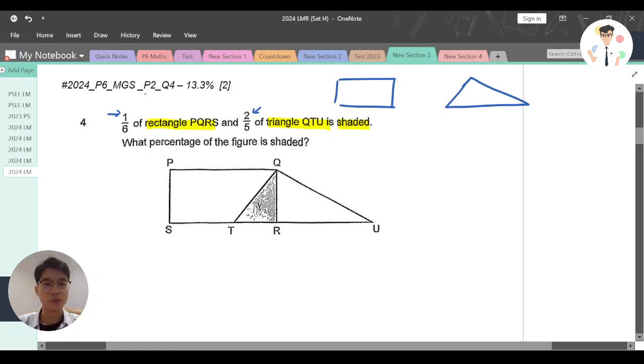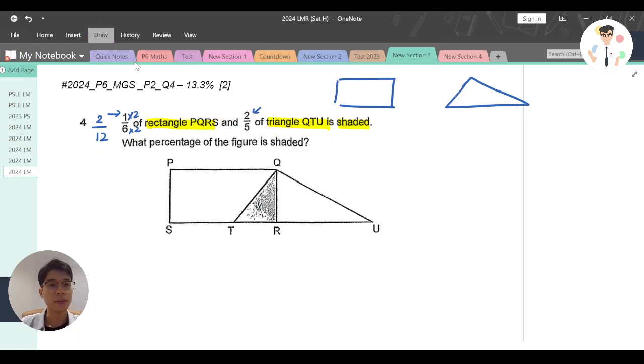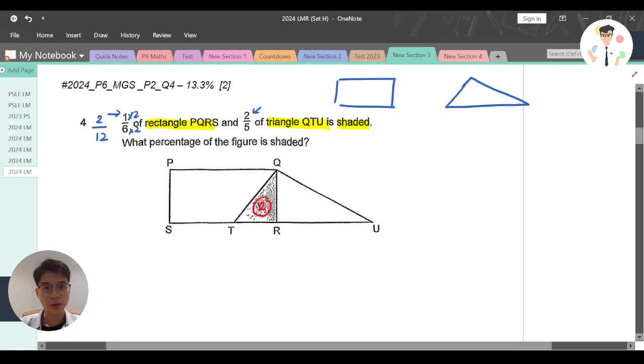So what is the LCM of 1 and 2? In this case, it is 2. So you times 2, you times 2. So you know that 2 out of 12 of the rectangle and 2 out of 5 of the triangle is shaded. Now, I know that this shaded part is 2 unit. Let me just quickly draw here 2 unit. And can I say this part is actually 12 unit?